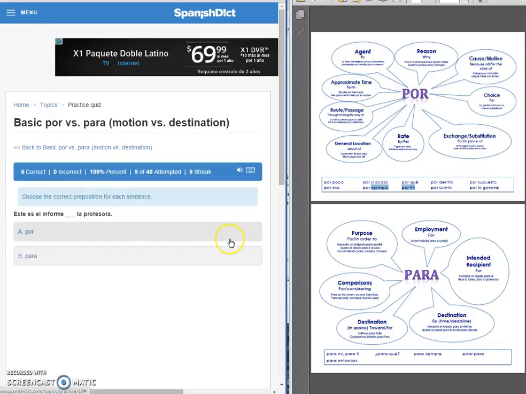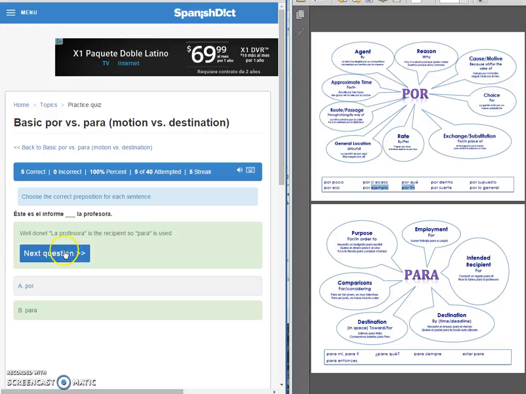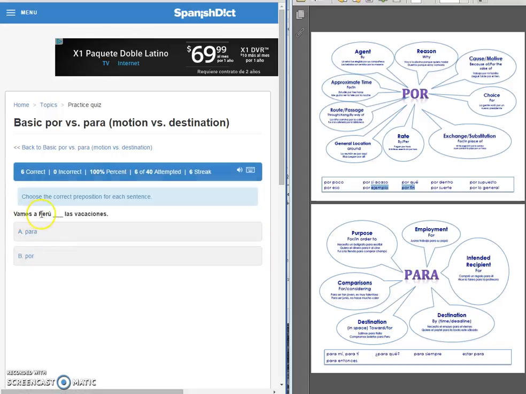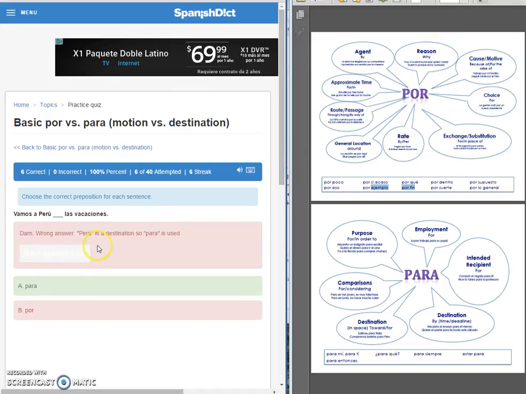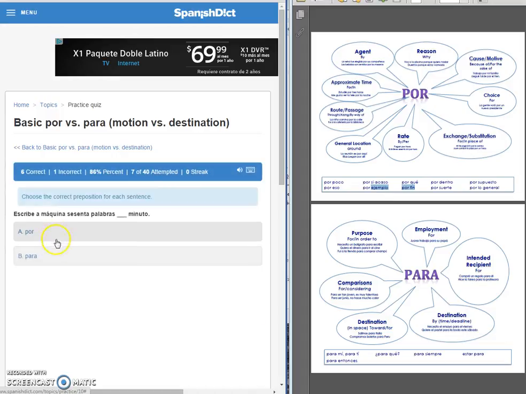Okay, next question. Este es el informe blank la profesora. So again, I'm assuming that that's the report for the teacher. She's my destination. I'm turning it in. But again, it could have been written by her. Okay, good. She's the recipient. Vamos a Peru, blank las vacaciones. So we're going to Peru in order for vacations, or are we going to Peru on account of vacation? I'm going to say por. Oh, it's Peru, the destination. So para, Peru is my destination, okay?